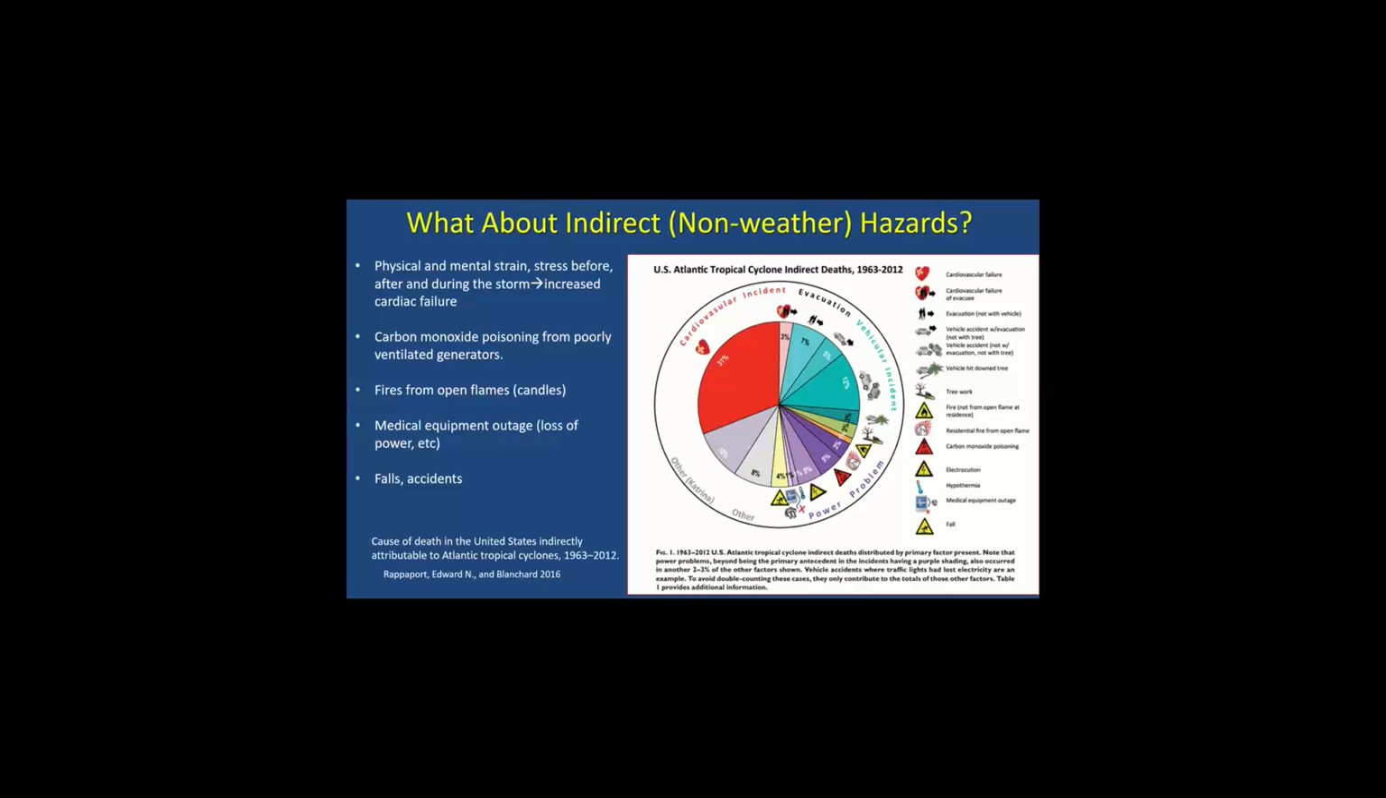You also hear about fires from candlelight, and heart attacks, either before, during, or after the storm. You're stressed out both physically and mentally, and more prone to cardiovascular failure or a heart attack. Another thing we've seen post-storm: people who rely on medical equipment lose power, and then they get into trouble. So these are things we don't always think about, but we need to keep them in mind for our preparation so we stay safe.